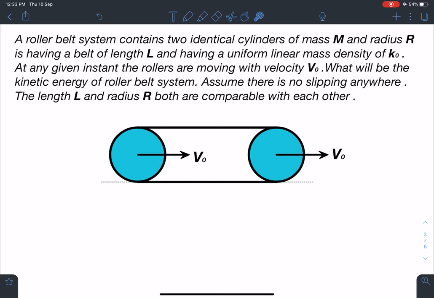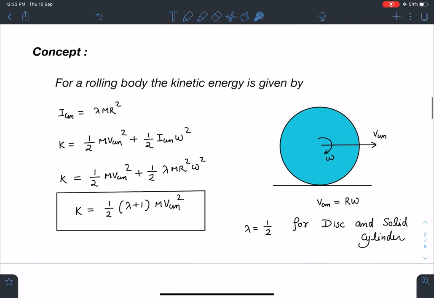The length L and the radius R are both comparable with each other in this case. So the velocity of the center of mass of this roller is given to us, and it is under no slipping. That means definitely some omega is present in this situation. So let's discuss the concept part of it.